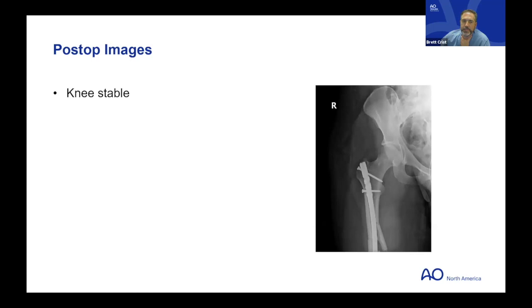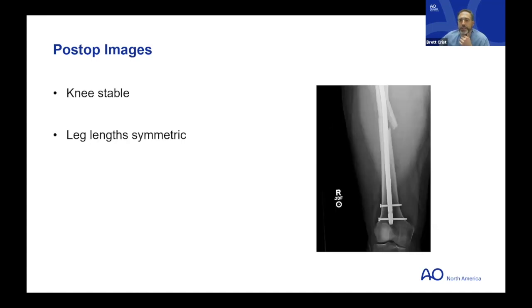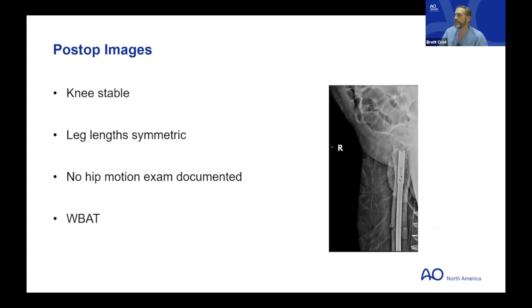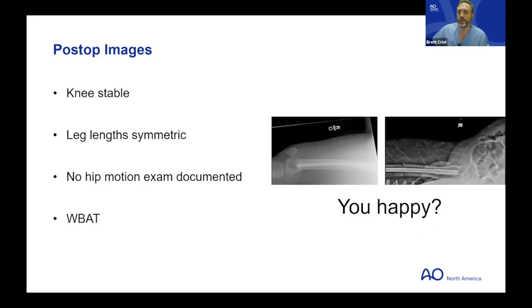And so the knee is stable, leg lengths are symmetric, the fracture lines up well, even though it had that medial butterfly, you had a good cortical contact laterally. No hip motion exam documented. So they're in the same boat as Mitch after the high fives. And then weight bearing is tolerated. So are you happy?